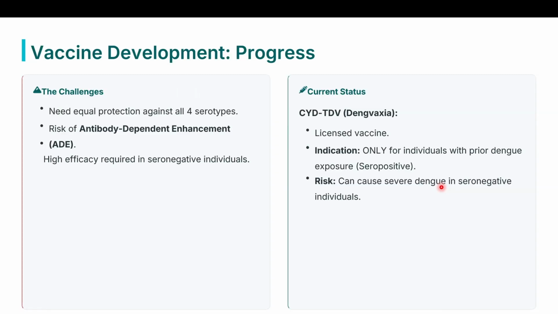One approved vaccine is the dengue vaccine CYD-TDV. The indication is only for individuals with prior dengue exposure, that is, IgG seropositivity. Why is it not administered in non-exposed people? Because it can cause severe dengue in seronegative individuals, so hence it is not administered. The need for equal protection against all four serotypes is the main challenge for vaccine development. There is also a risk of antibody-dependent enhancement after vaccine administration, which needs to be considered. High efficacy is required in seronegative individuals. So these are the challenges in the vaccine development process, and it's quite upcoming.